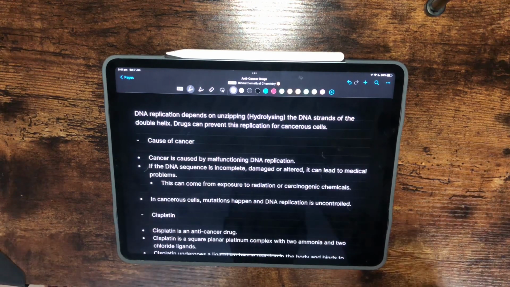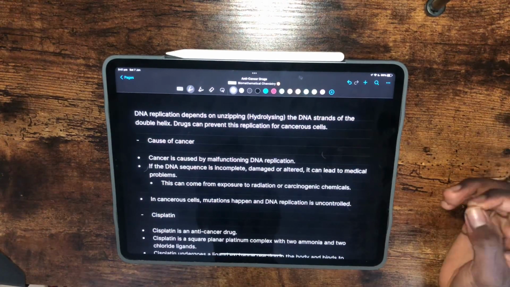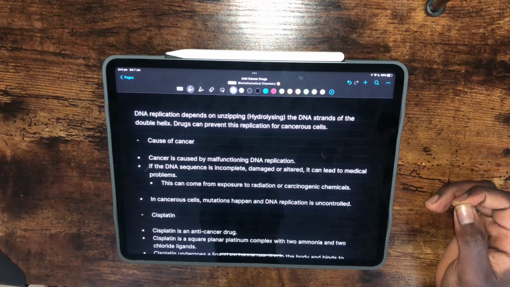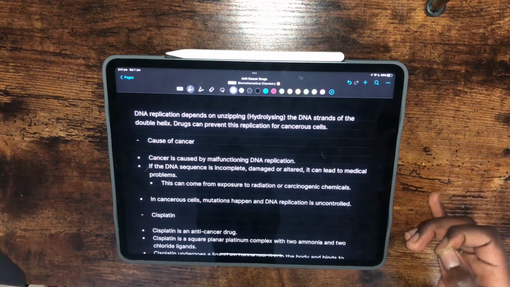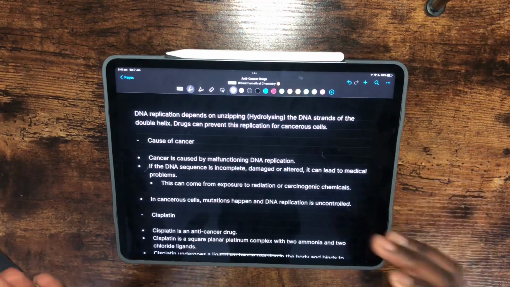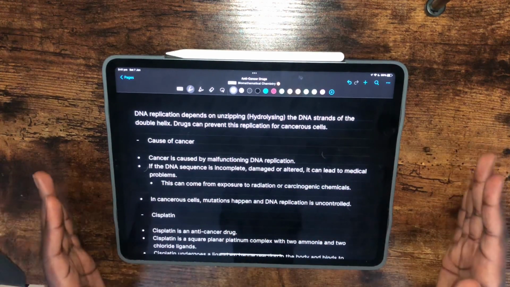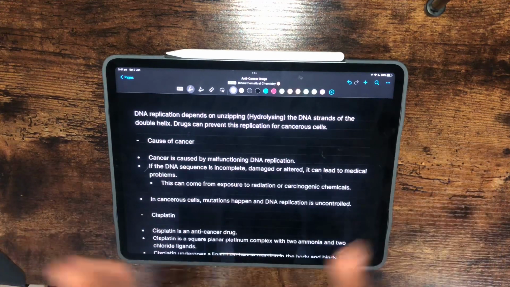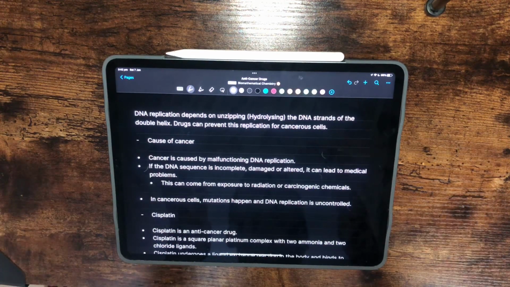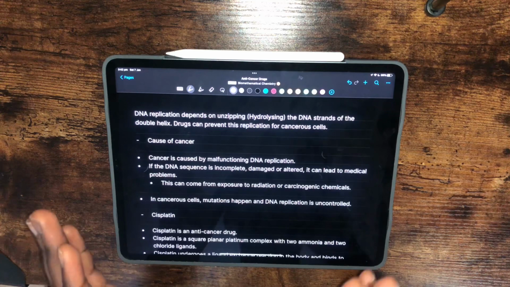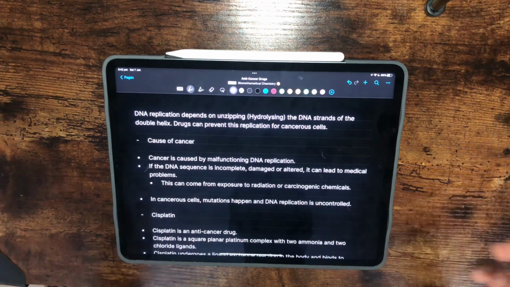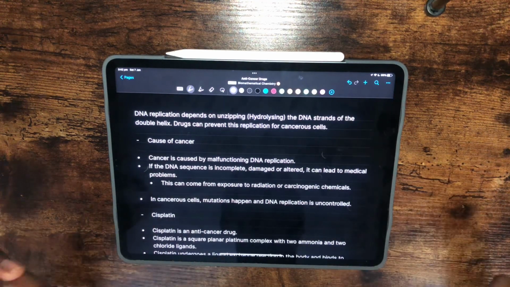So anyway, DNA replication depends on unzipping, which is just hydrolyzing the DNA strands of the double helix, and drugs can prevent the replication of cancerous cells. In DNA replication, first of all, let's just understand what's actually going on here. I'm not going to go too much into A-level biology because this is a chemistry video, but I'll go a little bit into it so you can understand how cancer drugs actually develop.